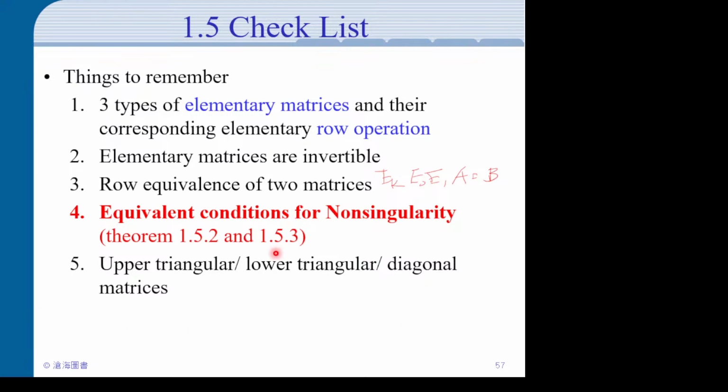And then finally you have those 3 definitions. We don't do too much with them, but they are nice to remember: upper triangular, lower triangular, and diagonal. And I think that's for today.